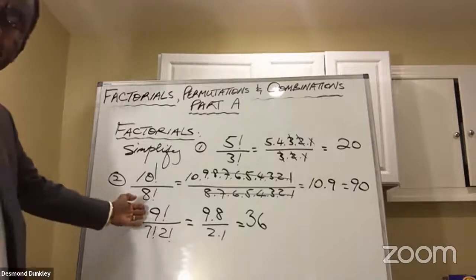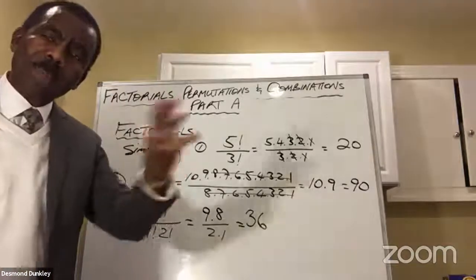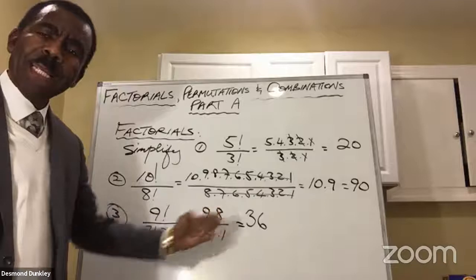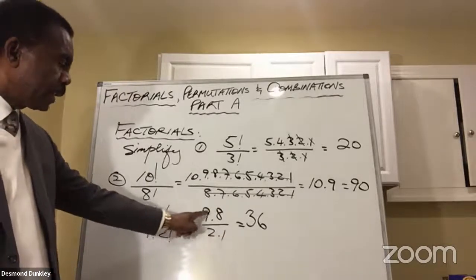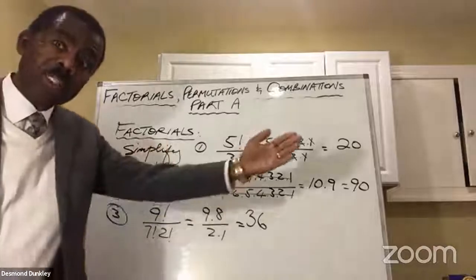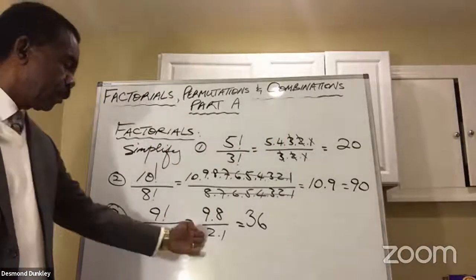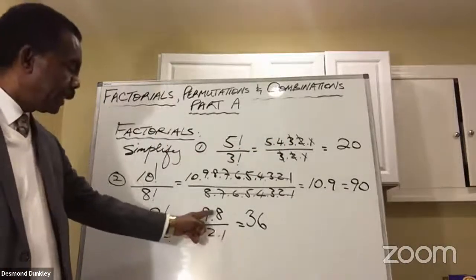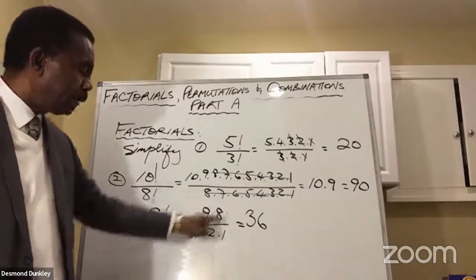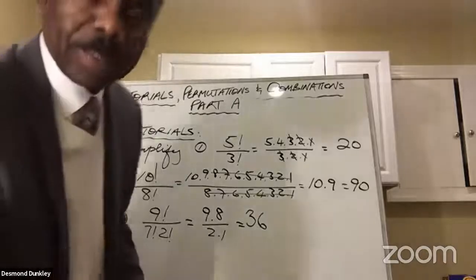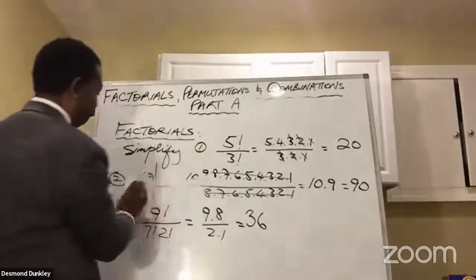It looks complicated, but as you break it apart step by step, you see that it actually makes sense. 9 factorial over 7 factorial is just 9 times 8 that's left on top. 2 factorial is just 2 times 1. 9 times 8 divided by 2 is just 9 times 4, which is 36. Let's try something else.